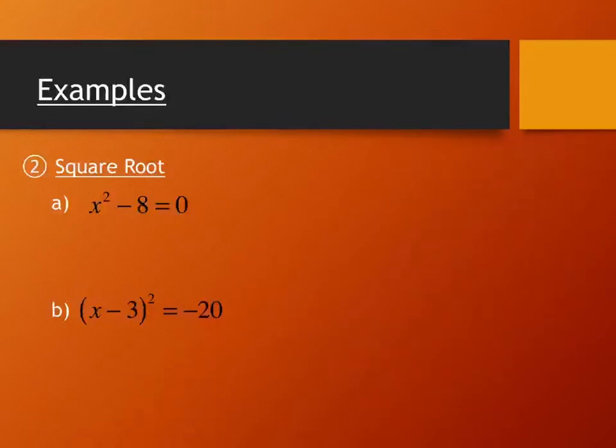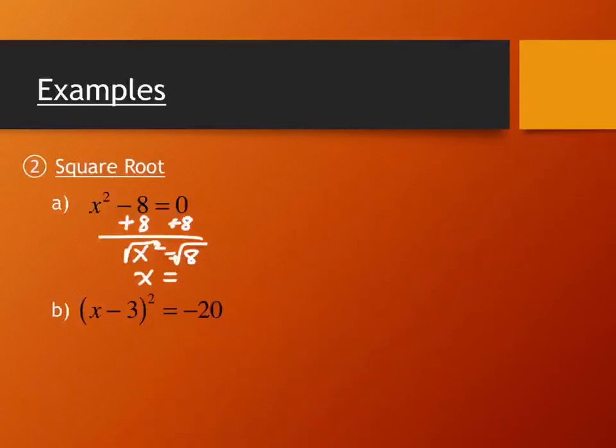This next one's called square root. If you take a look at the first one, it actually could be factored, but it doesn't factor very nicely. It's not very friendly. However, because there's only the squared term, that is, there's not a linear term, it is nice to add the 8 to the other side. So I have x squared equals 8. And then if I've got only the squared term on the left and only a constant on the right, I can square root both sides.